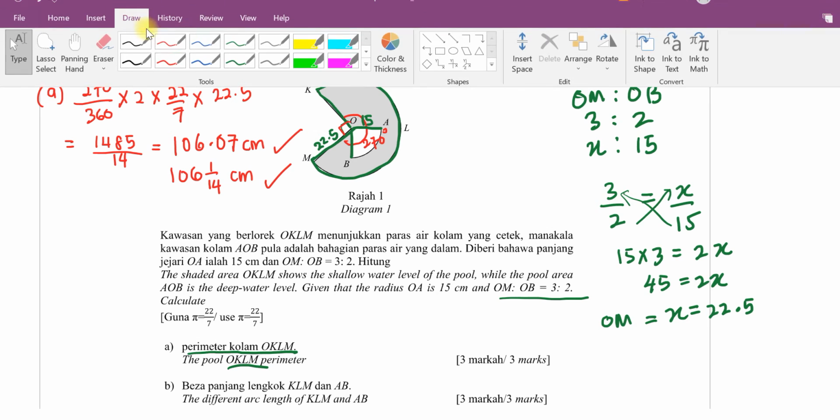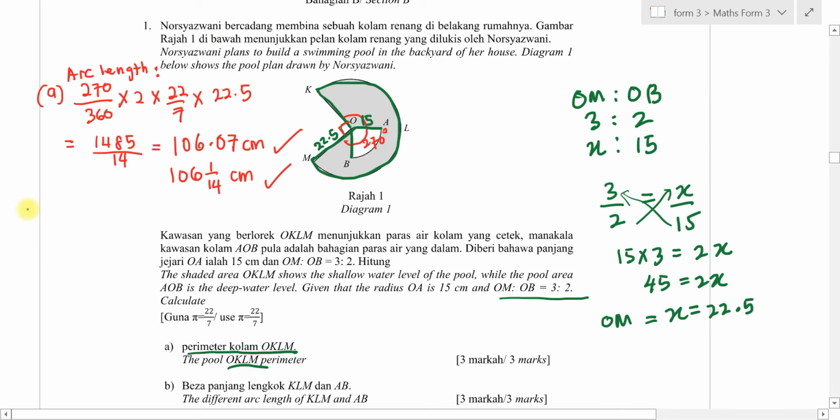Okay. Next question. We go to part B. The difference of arc length KLM and AB. So KLM kita dah tahu dia punya, wait. Sorry. I made a mistake here. We just find the arc length, right? Sorry. We just find the arc length only, but not the perimeter yet.